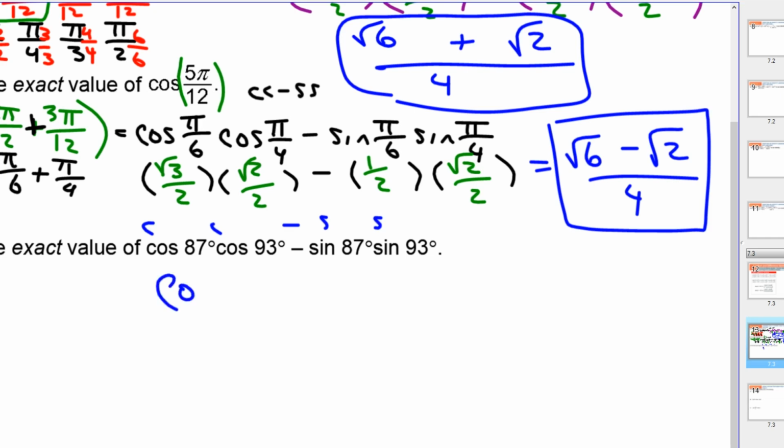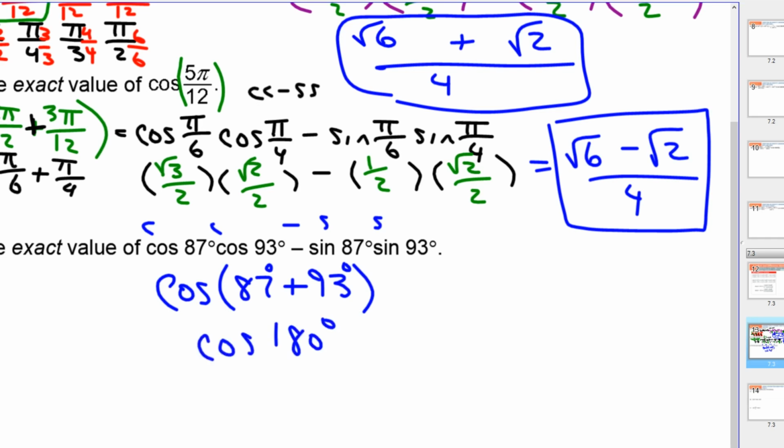This is going to be cosine plus degrees. Don't forget the degrees. So I'm going to add those two numbers. 87 plus 93 is 180. I've got cosine 180.